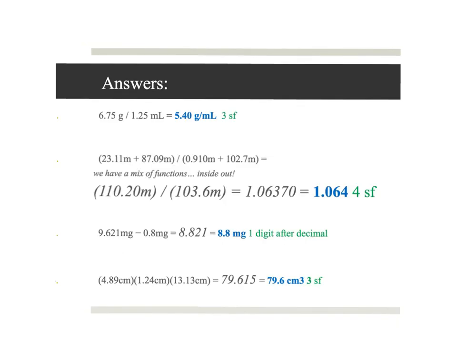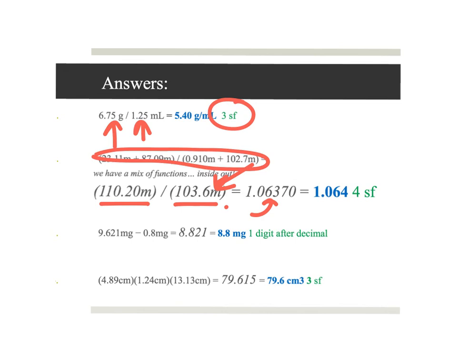So here are our answers. In our first one, our answer is 5.40 because we have 3 sig figs, because both of these numbers have 3 significant figures. Okay. Number 2, again, you've got a mix of functions, so make sure you do inside the parentheses first and then go outside. Meaning that you should do the rules for addition for significant figures first to get to these 2 numbers, then do the rules of division to get to your last value here. So our answer has 4 significant figures because this number has 4. Again, these decimal places are based off of this value to start. Okay, so you have a mix of functions there.